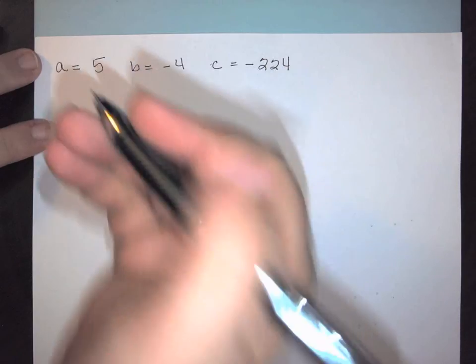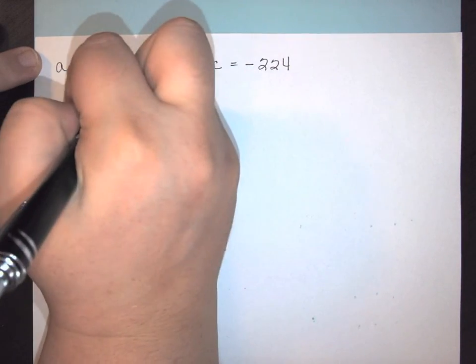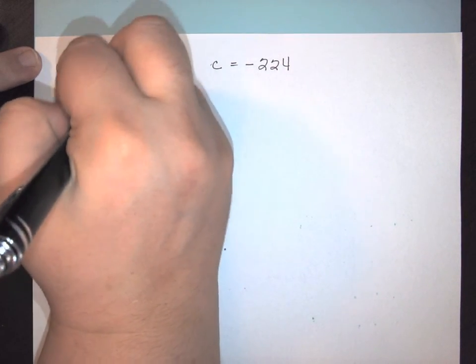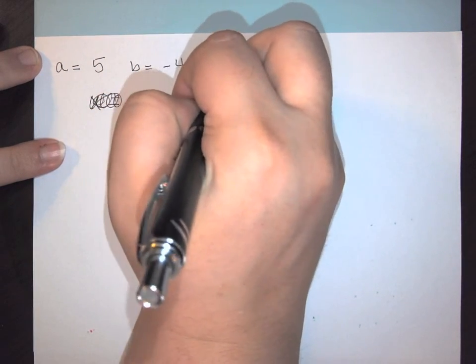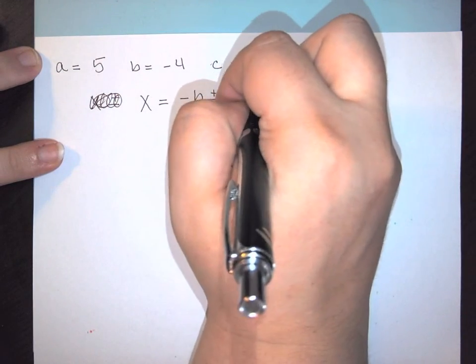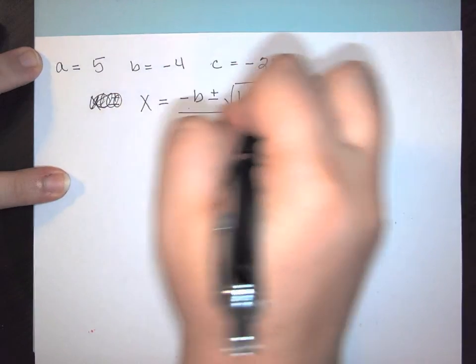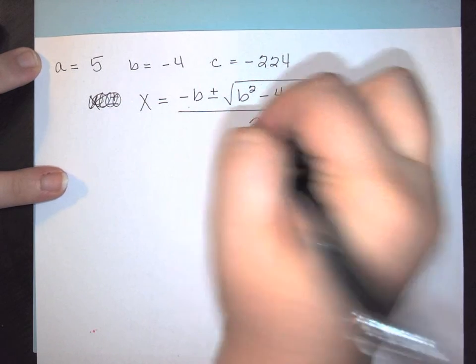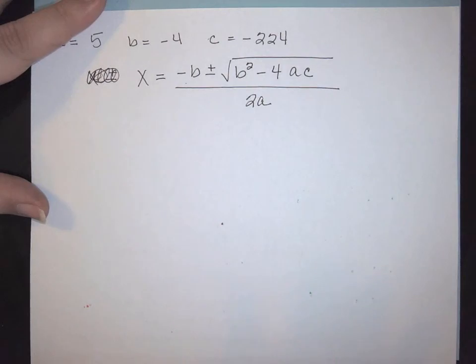So with that, we set up our formula. X is equal to -b plus or minus the square root of b squared minus 4ac all over 2a. So we need to plug the values we have in.